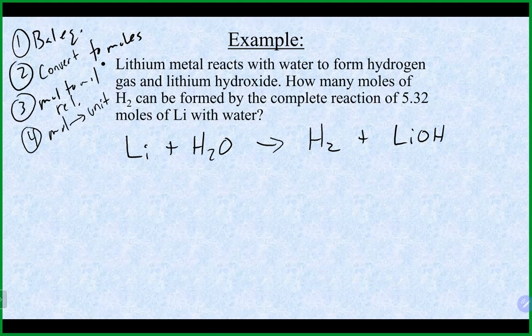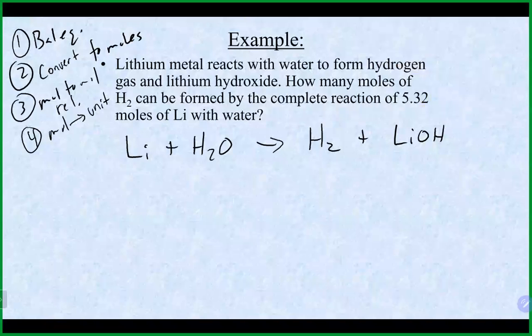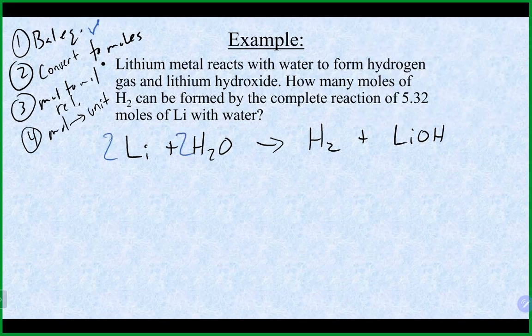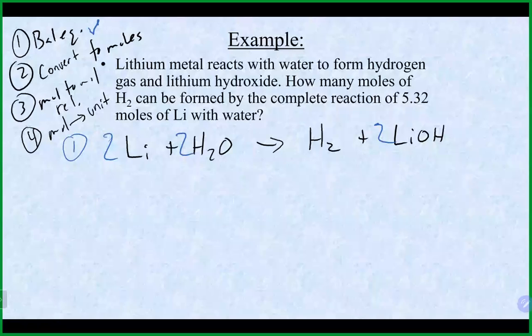Okay, let's take a look. We're just going to follow our steps here. We now have the right equation down there, but it is unbalanced. So we want to make sure we balance it first. I think you need a 2 there, maybe a 2 there, maybe a 2 there. So that would be our first step, which is to balance it. We got 2 lithiums on each side, 4 hydrogens and 2 oxygens in this case.